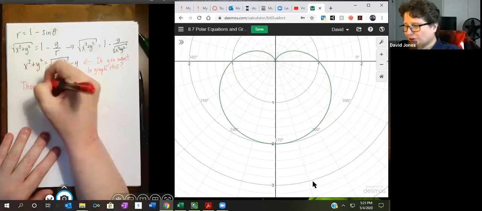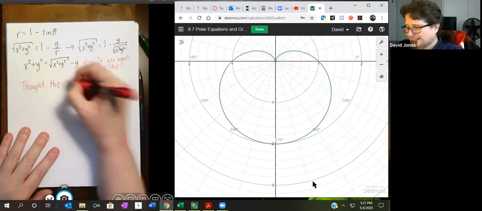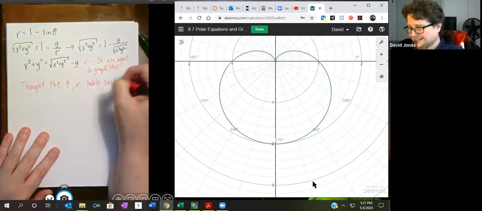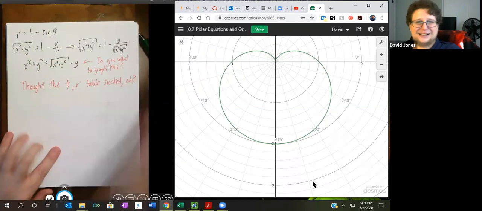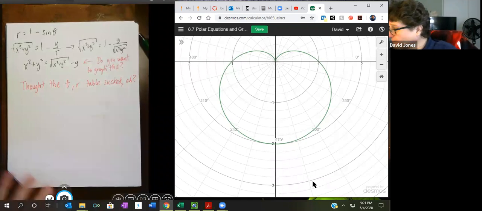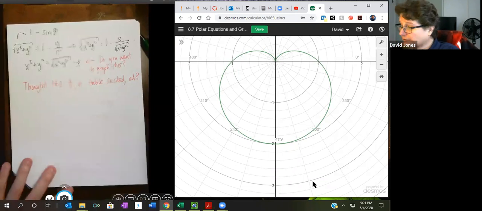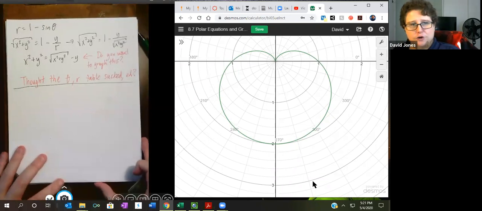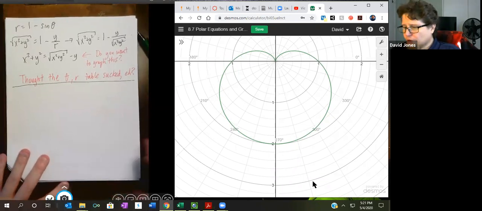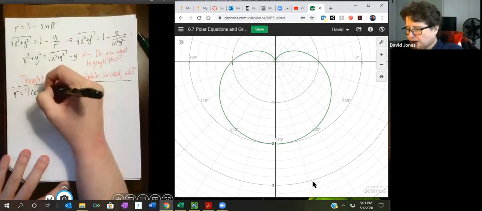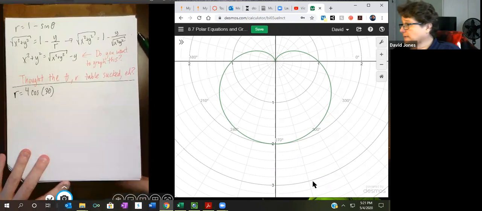Thought the theta and r table was bad, didn't you? That one's an atrocious thing to do. We don't want to do it. So let me give you guys one to graph. Do not make assumptions that you know what's going to happen. When you do, you end up getting the graph wrong. It happens all the time. r = 4 cosine of 3 theta.